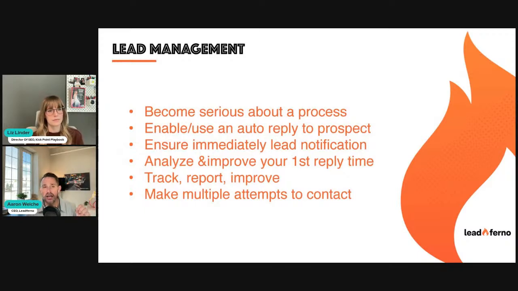Make sure you are enabling an auto reply, whether it's via email or text messaging. It's a simple thing that's no effort. It takes you 2 to 5 minutes to set it up, and then it will repeat dozens, hundreds, thousands of times for you.